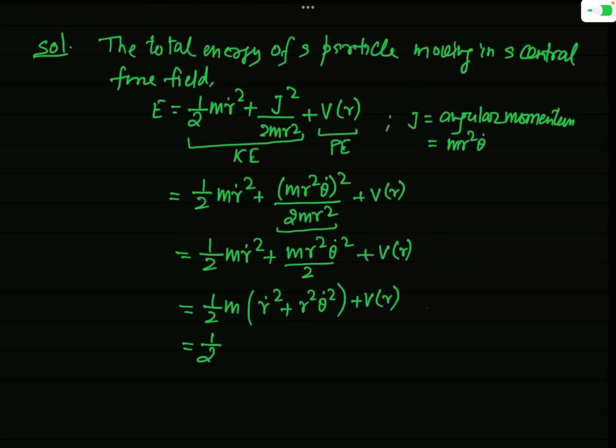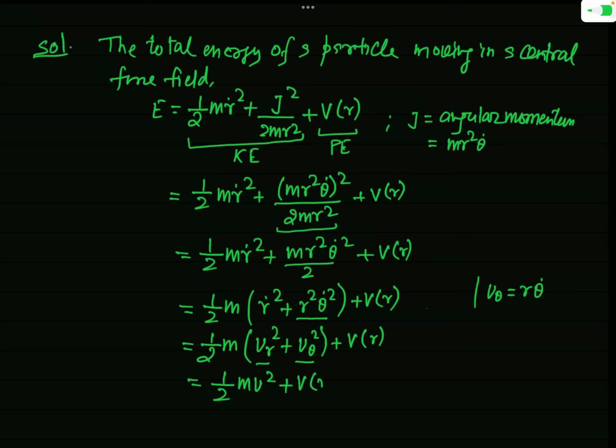Now you can see that r dot square is simply the radial component of velocity, so this is Vr square, and the transverse component of velocity you have studied earlier is simply r theta dot. So r square theta dot square will be V theta square. This is the transverse component of velocity. Now Vr square plus V theta square will be V square. So this will be simply half m V square plus V of R. Okay, this is the expression for E.